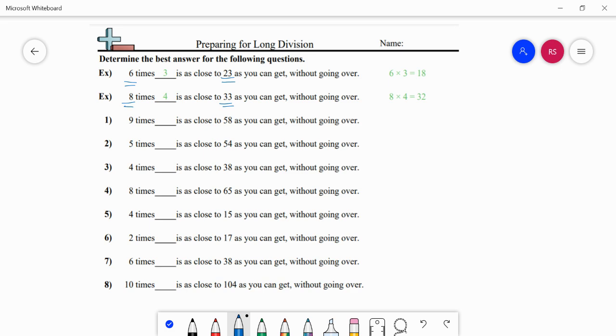So 9 times blank is as close to 58 as I can get without going over. So let's think about our 9 times tables.